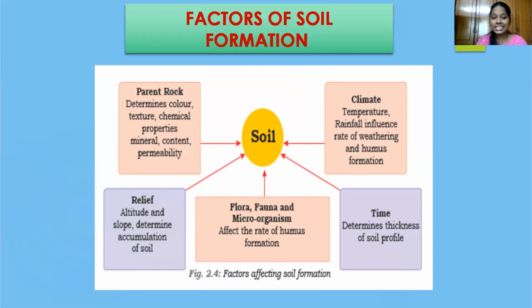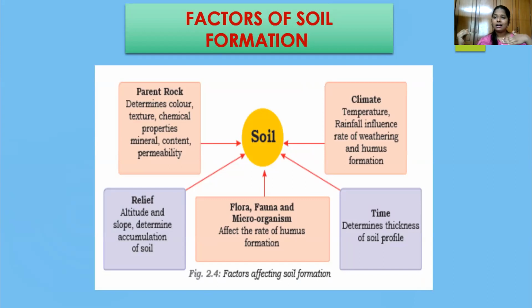Then we have the relief, altitude, and slope. We have seen that when the river falls from the valley, it carries with it sand, silt, and clay from its courses. So they determine the accumulation of the soil. Then we have the flora, fauna, and microorganisms. All these are very important components for fertility. And then time: with time, we have the thickness of the soil profile.